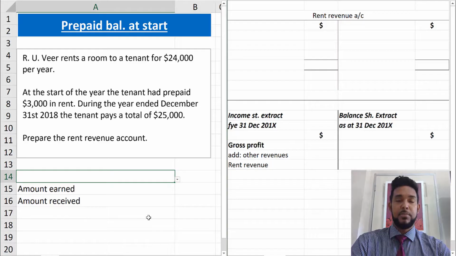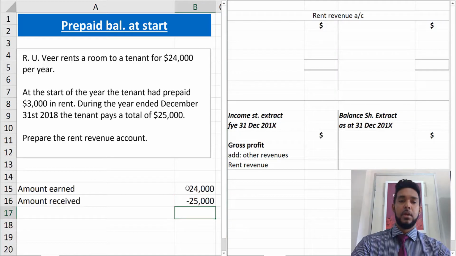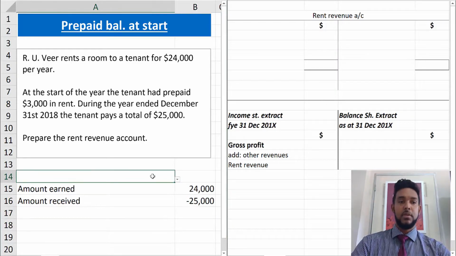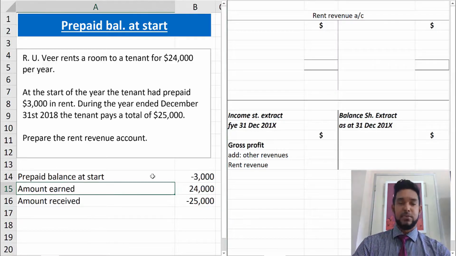Okay, so if the tenant pays $25,000, that's the amount received. So let's fill it. Earned is $24,000, received is $25,000. Hold on, we forgot the prepaid balance at start. Now, a prepaid balance would be, in this case, a negative figure because it represents an amount we received already. So that kind of nets off against what we have to receive.